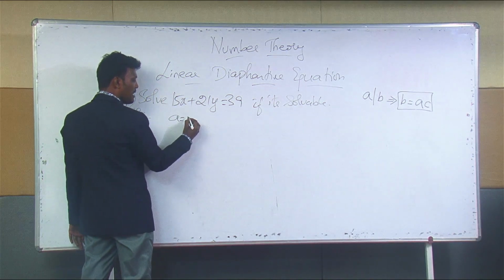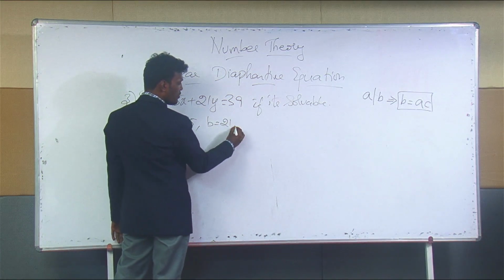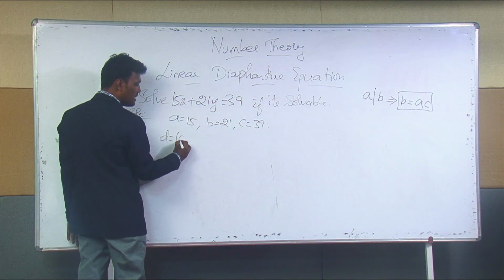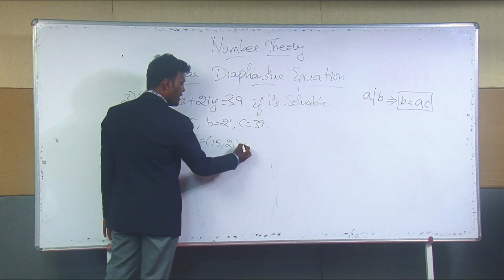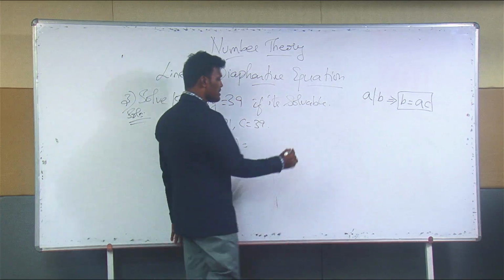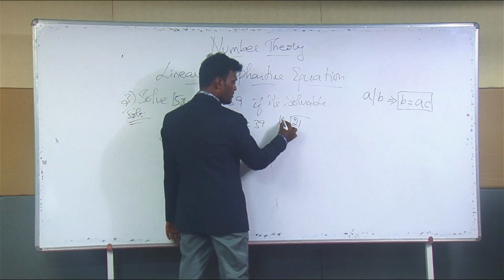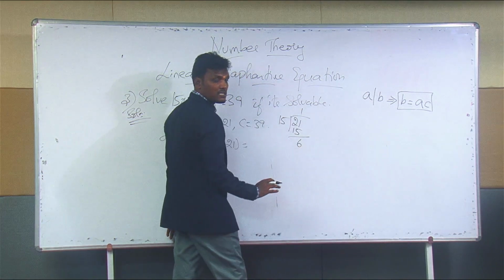Similarly, I am just writing directly: A is 15, B is 21, C is 39. We have to find the GCD D as GCD of A comma B, that is 15 comma 21. How to find the GCD? Highest value inside, lowest value outside. 1 times 15 is 15, remainder is 6, right?